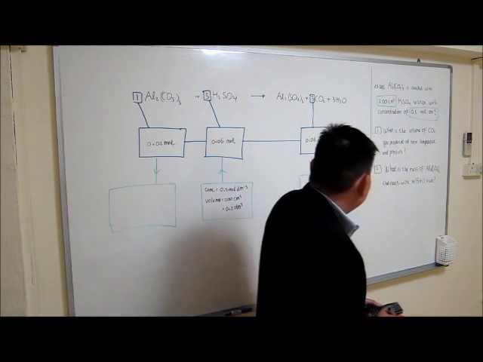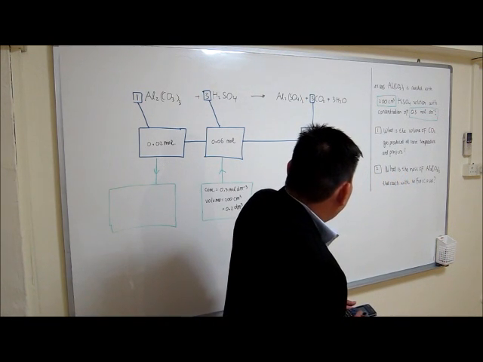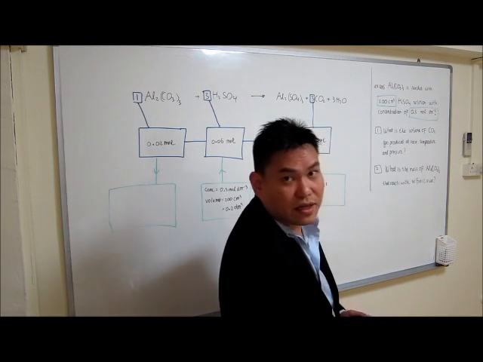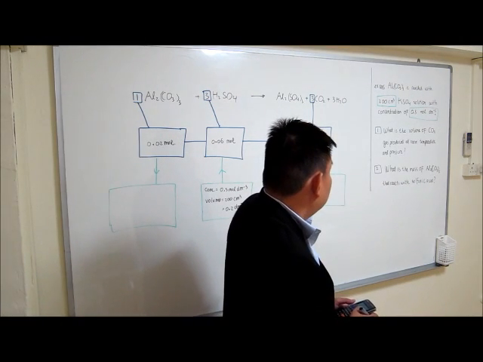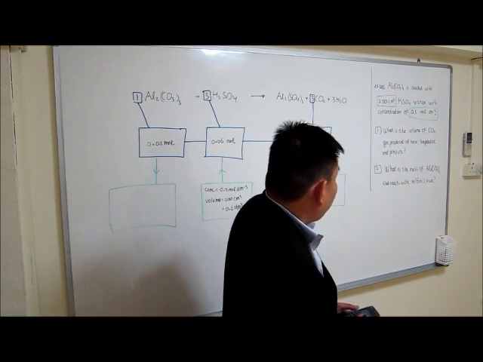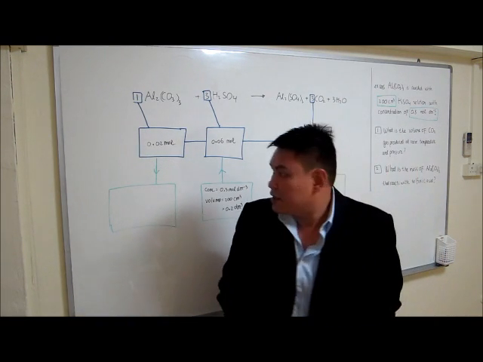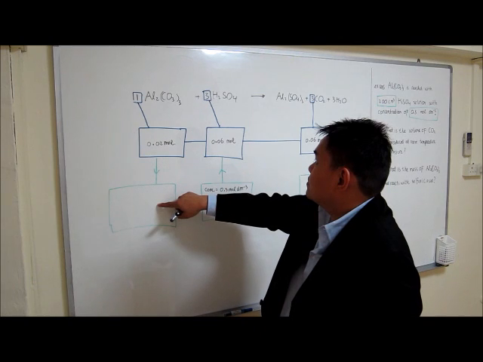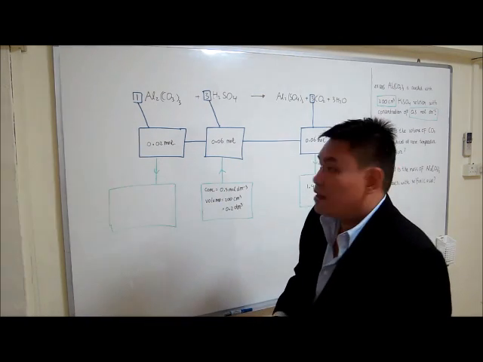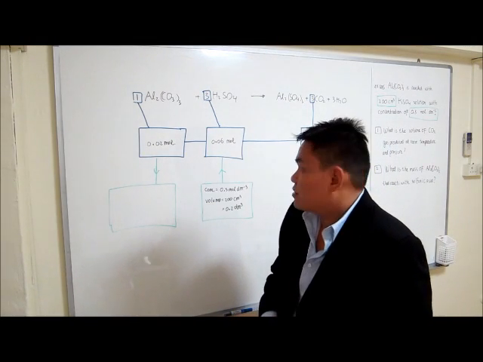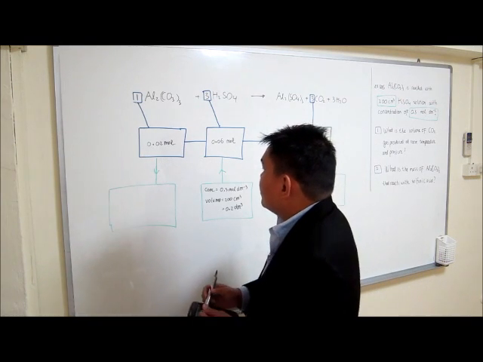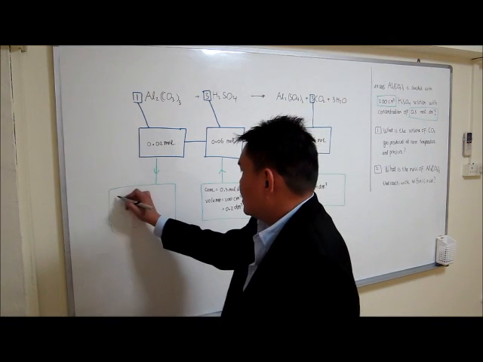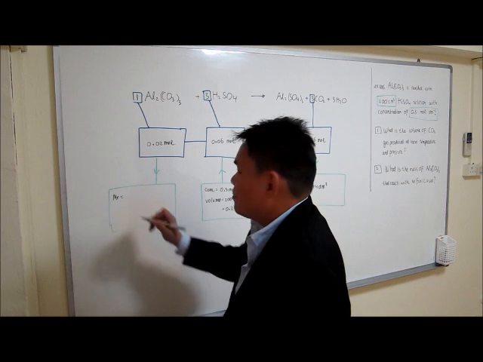Question number 2. They are asking the mass of aluminum carbonate. We can simply calculate the mass by using formula number 1. Mass equals to moles times Mr. We can easily calculate the Mr, or relative molecular mass.